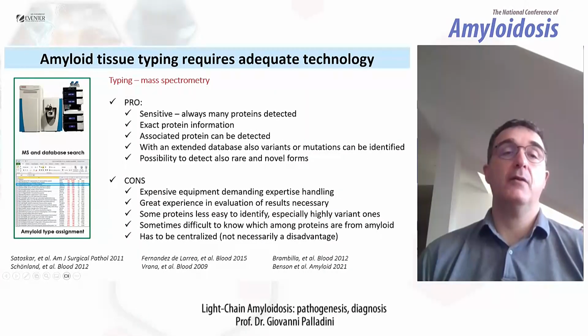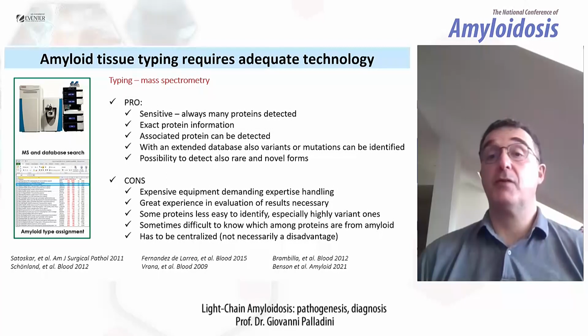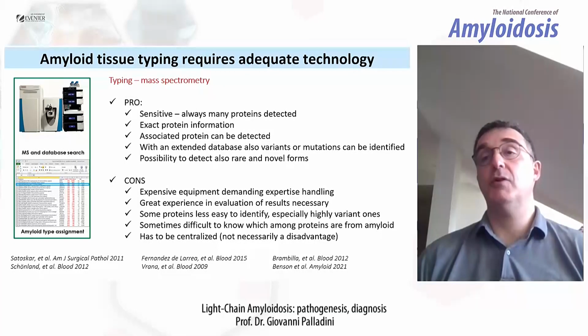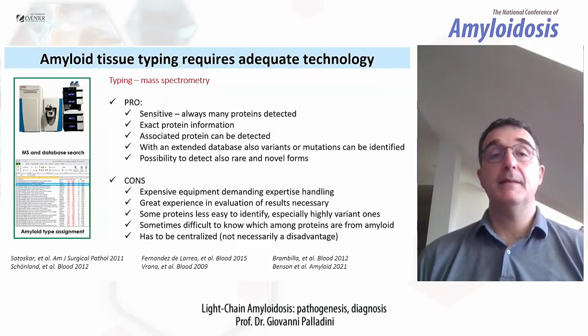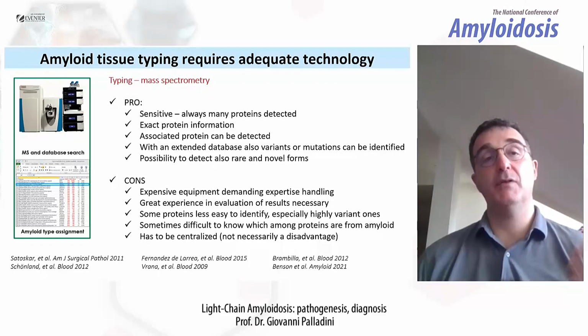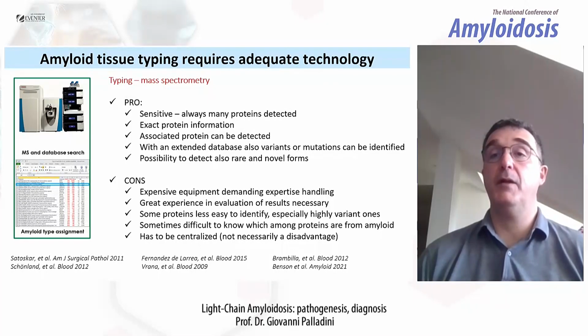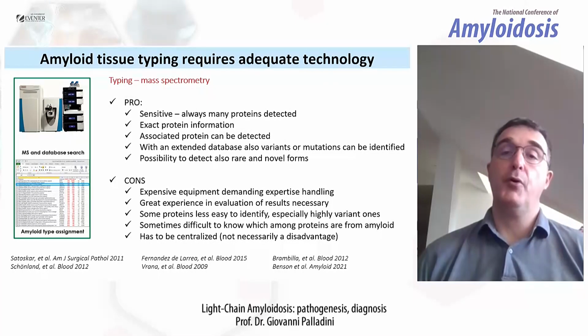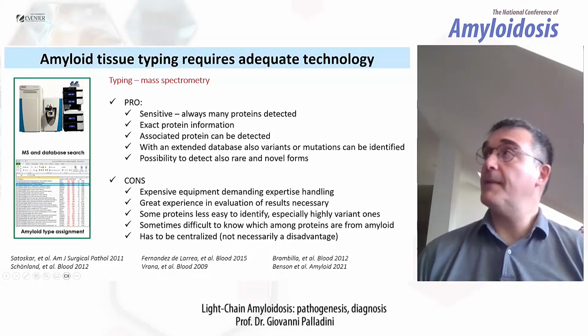And most referral centers now have already shifted to mass spectrometry that has the advantage to be very sensitive and not dependent on antibodies. So you don't have the problems of lack of specificity of certain antibodies, and also being not dependent on antibodies, you have the opportunity to detect new, rarer forms of amyloidosis. So that's important for research purposes. However, you need the instruments and you also need expertise.